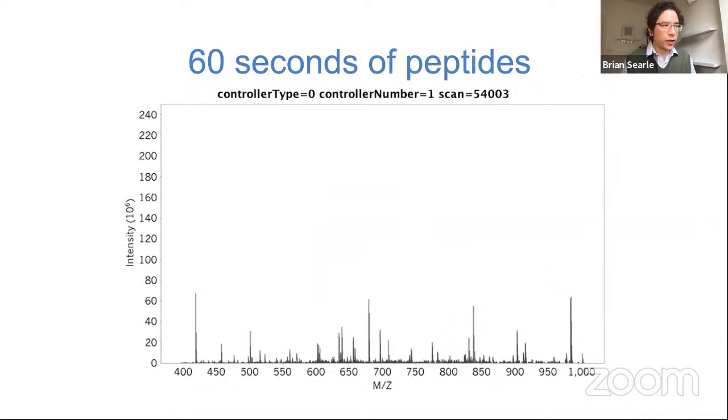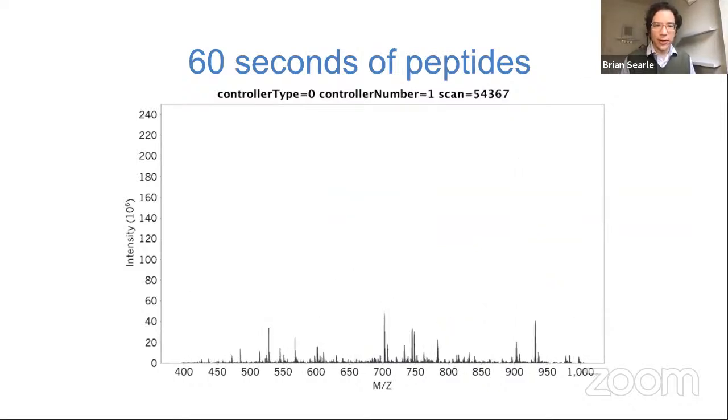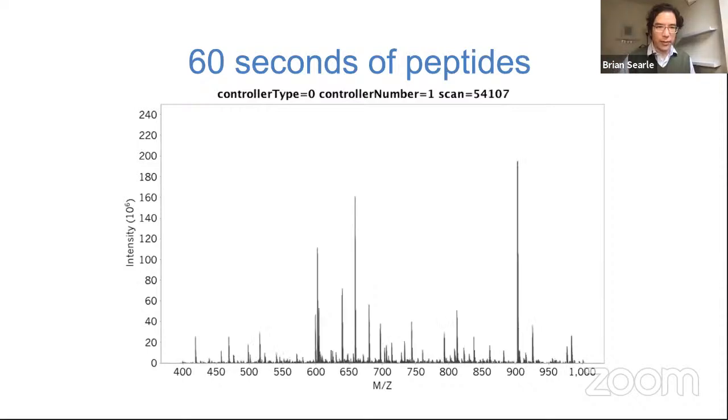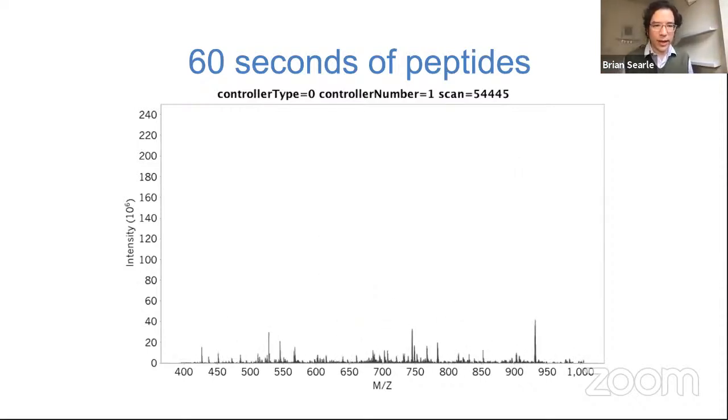So right here, I'm just showing you a screen capture of what 60 seconds of peptides looks like. If you're looking at a precursor scan over time, you can see the peptides rise and fall over time. And so you can watch them with their relative intensities go up and down.